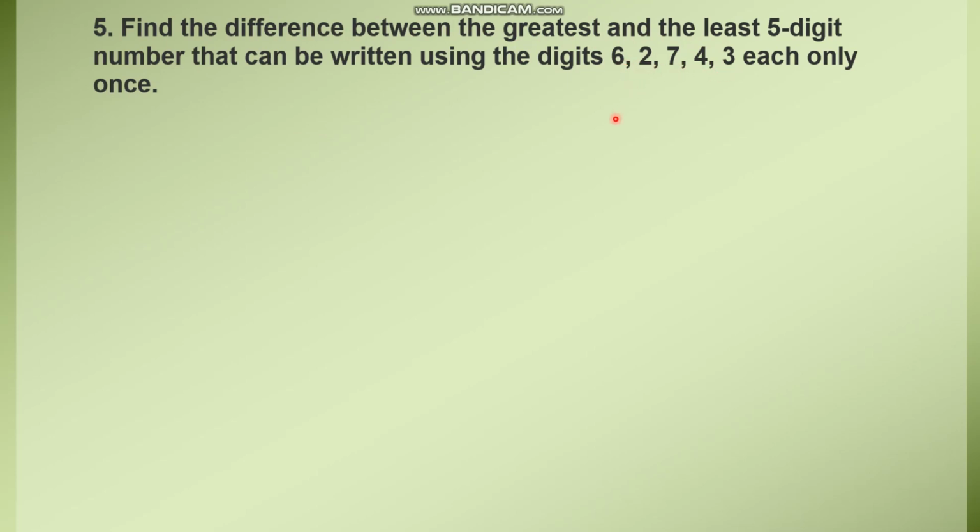To make the greatest number, you arrange the given digits in descending order, from largest to smallest. And you arrange these digits from smallest to greatest to get the smallest number. When you are writing the number, don't put a comma between the digits. Okay, so let's answer it.